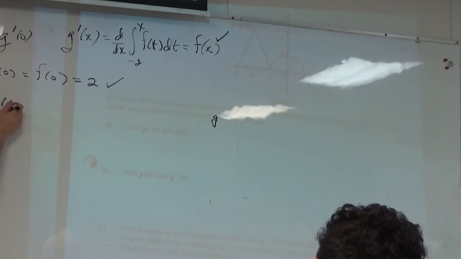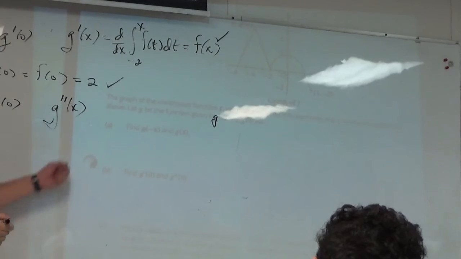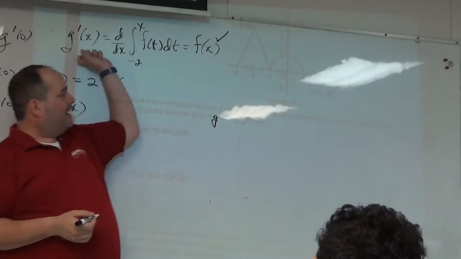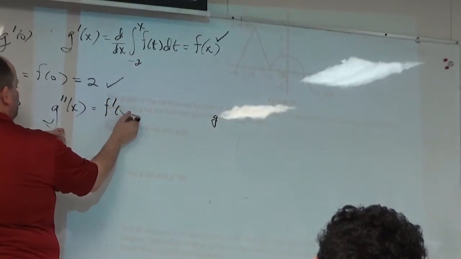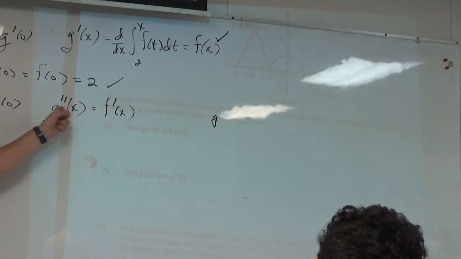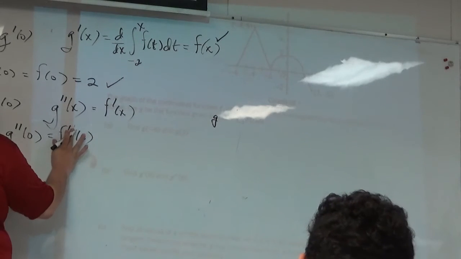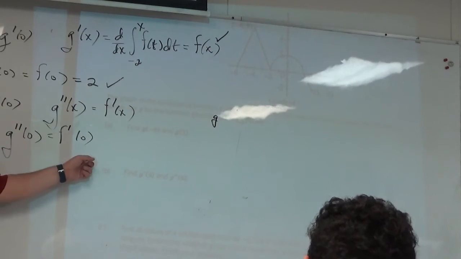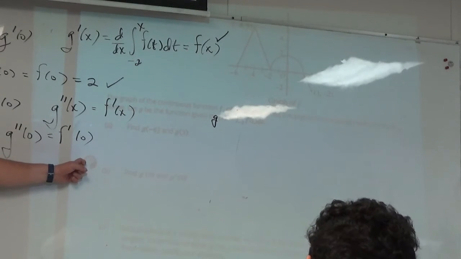Well, g double prime of 0 is also two steps. First, find g double prime of x. If g prime is equal to f, then g double prime is equal to f prime of x. You have to show the function connection first. Now, g double prime of 0. Well, that's f prime of 0. What's f prime of 0? Wait, what's f prime of 0? 0. Why?